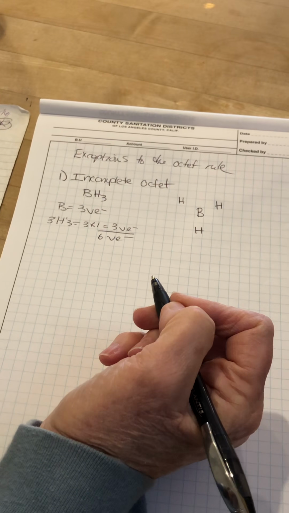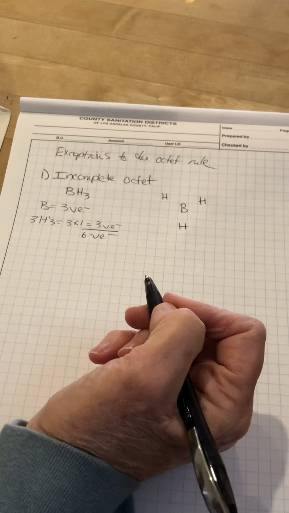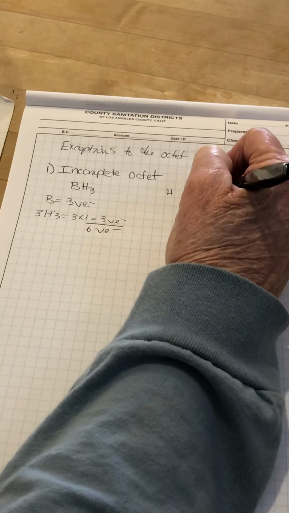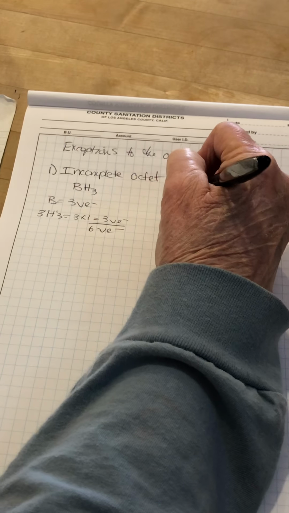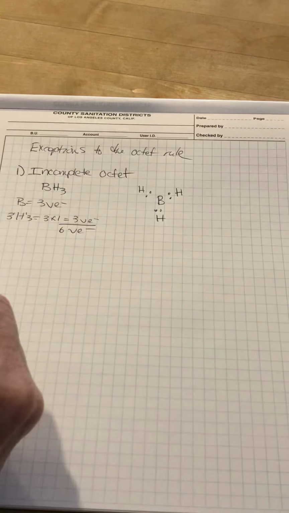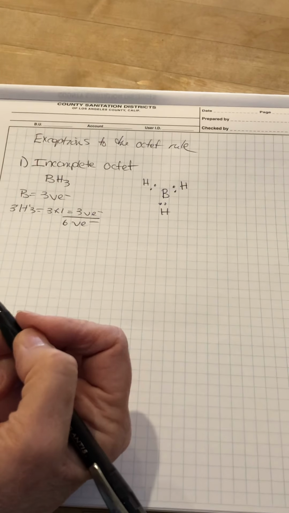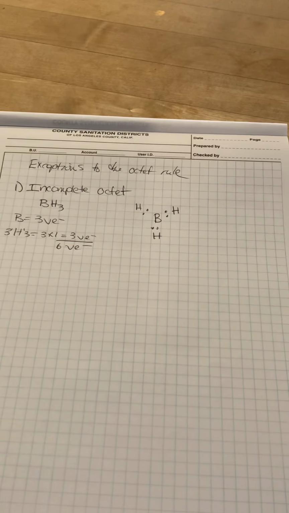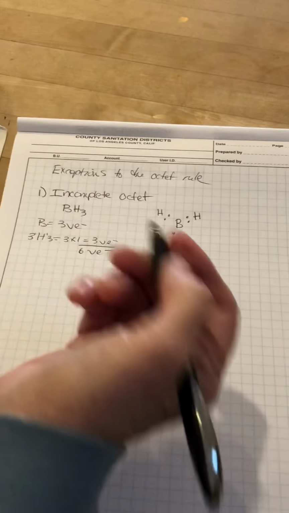Even with double bonds, you can't make 8 out of 6. So we would be putting a single bond between the boron and each of the hydrogens, and that's it. It's finished. You just can't do any more than that. So we accept that and we move on.